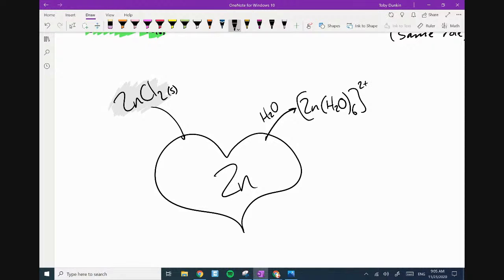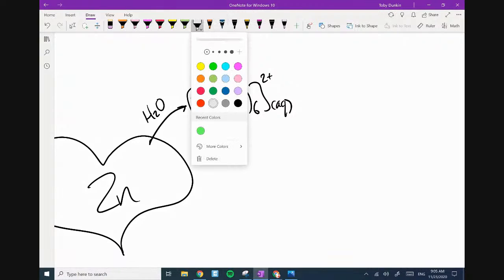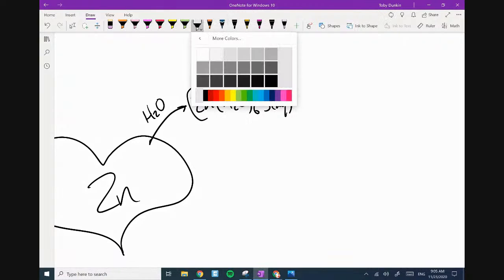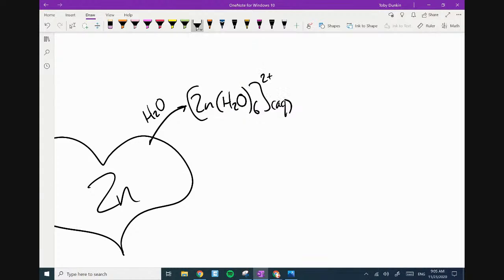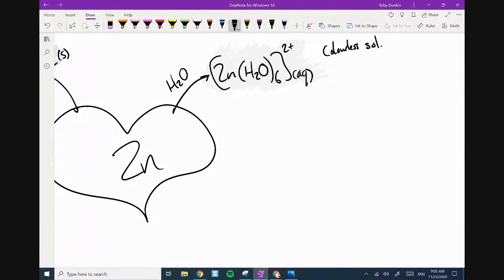Hexaaqua 2+. It has a charge, therefore it's aqueous, therefore it's going to be colorless. Yeah, it's a colorless solution. And I'm going to try and make that as pale as I can. Yeah, a colorless solution. There we go. So this is a colorless solution. Colorless sol. Okay, usual gig. We know this routine now.